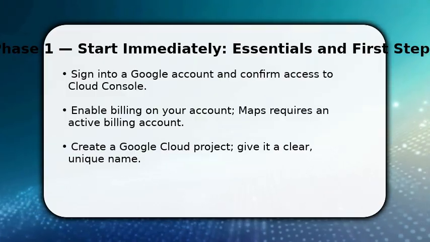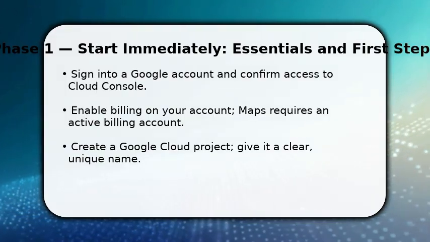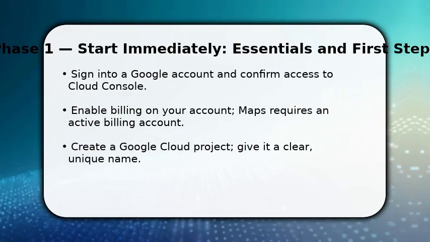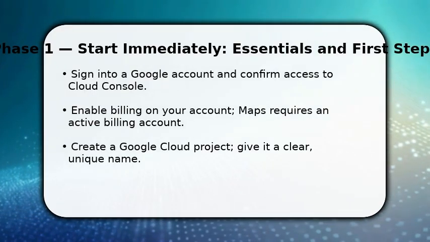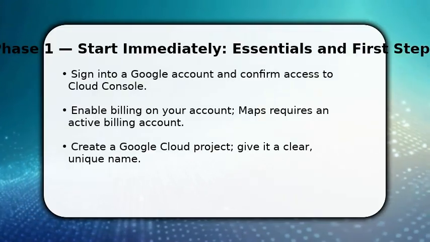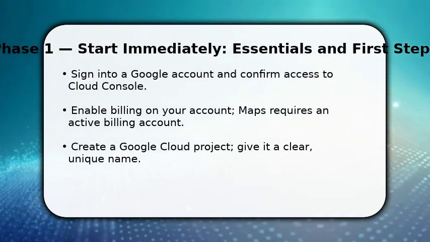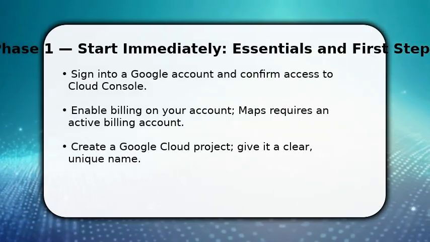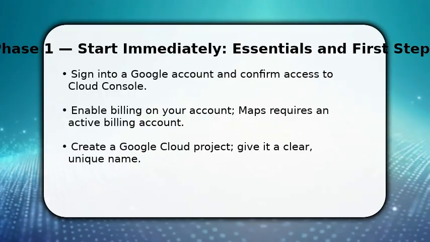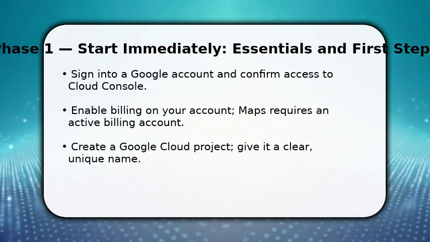You start by getting your account and project ready. Sign into your Google account and open Cloud Console. Make sure you can create projects. Next, enable billing. Google Maps platform requires an active billing account even for free tier usage, so add a payment method now. Create a dedicated cloud project for this key. This prevents accidental quota mixing. Once done, you'll be ready to enable the specific Maps APIs and request credentials without interruption.